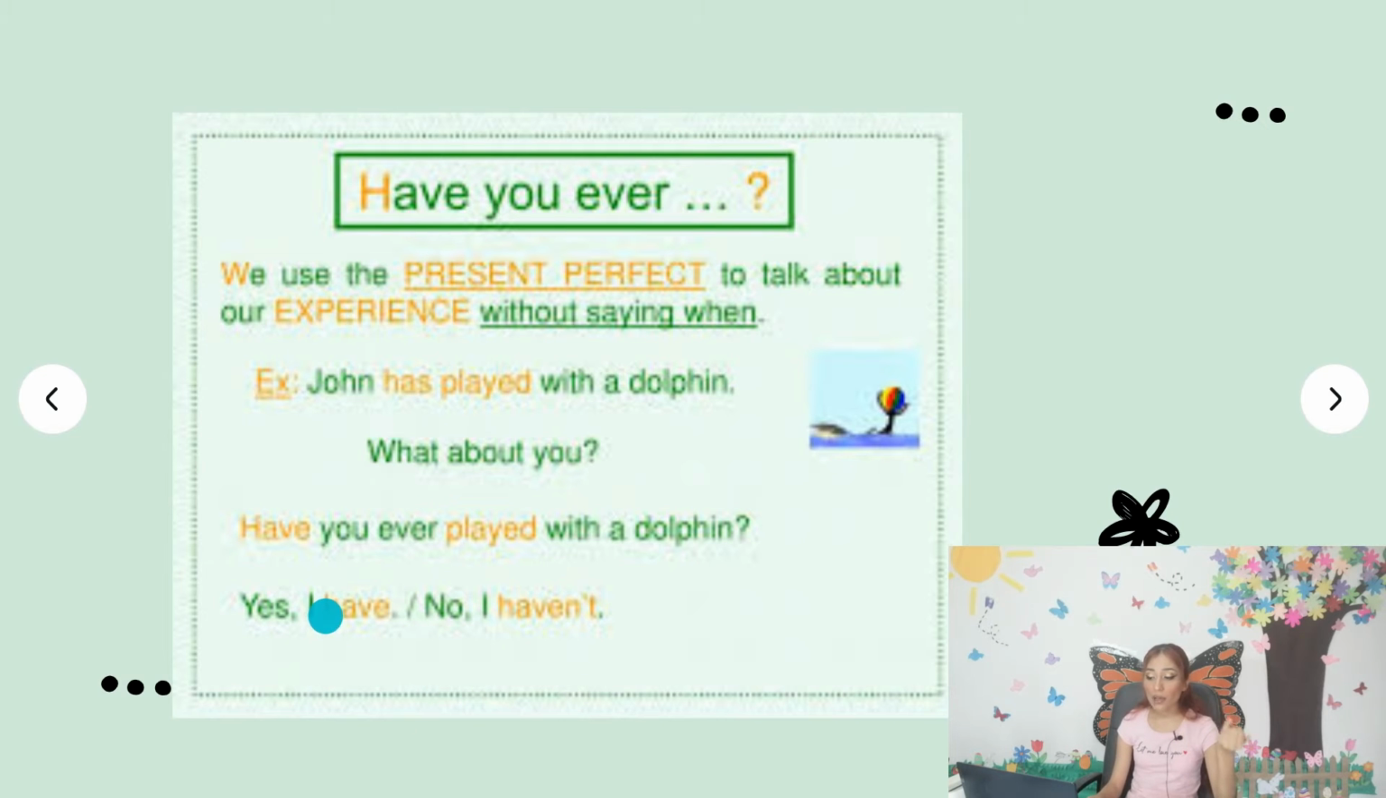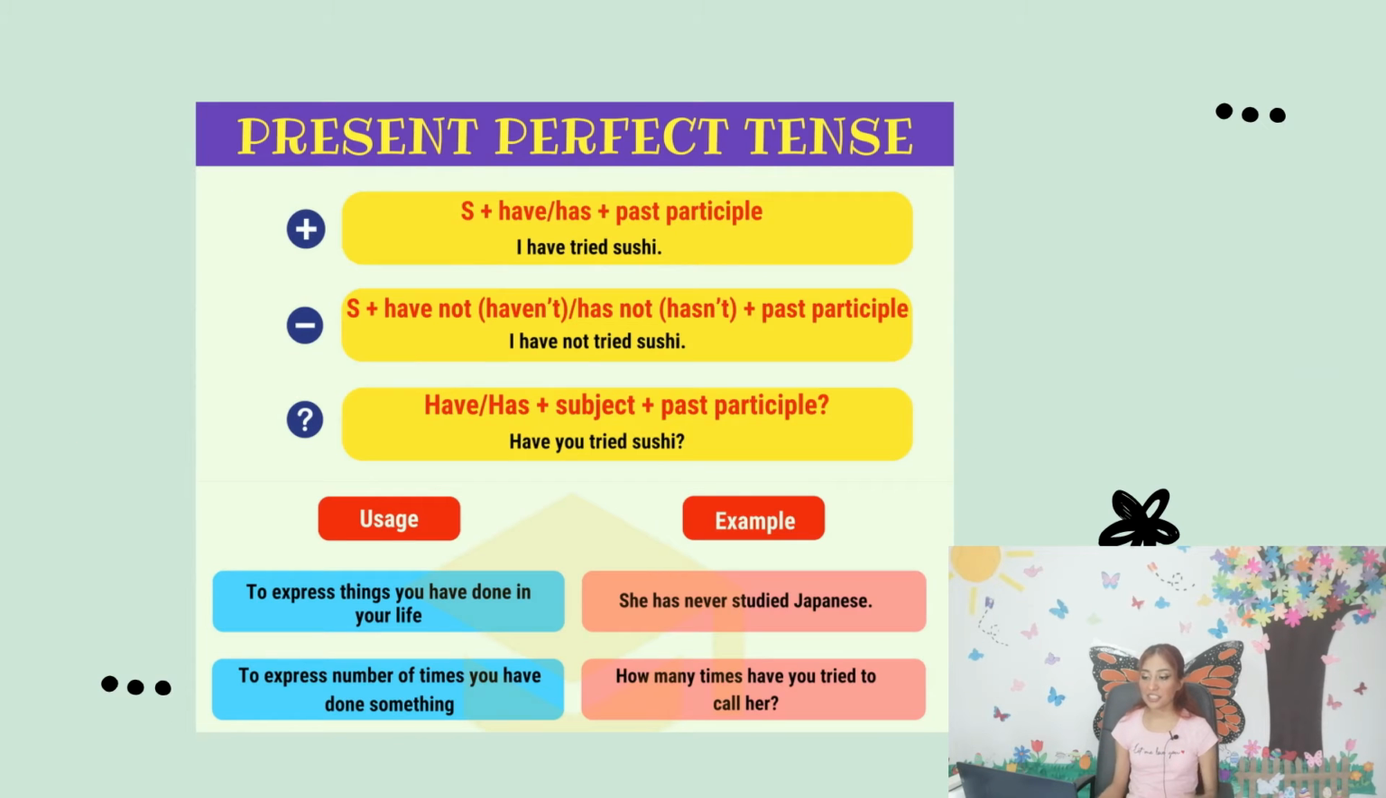And you're gonna use have or haven't because that's what you use with the question. For example, if I want to ask about a third person, he, she, or it, I would say, has she ever played with a dolphin? The only thing that would change there is that instead of have, we're gonna use has. Has she ever played with a dolphin? And we will say, yes, she has. No, she hasn't, okay?